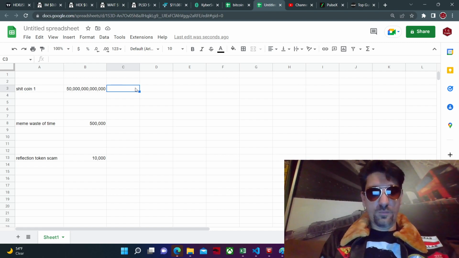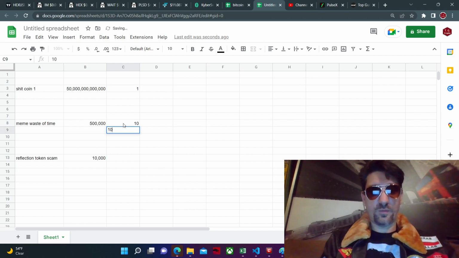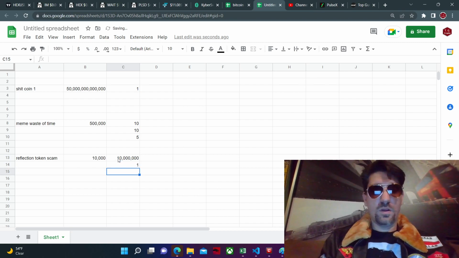So someone comes along and decides, okay, I'm going to stake one Pulse token in there. And that's all that happens. And then somebody comes along and says, I'm going to stake 10. And someone else comes along and says they're going to stake 10. And then someone else says they're going to stake 5. And then over here, we get 10 million staked versus 1. Okay, so we've got some random numbers.